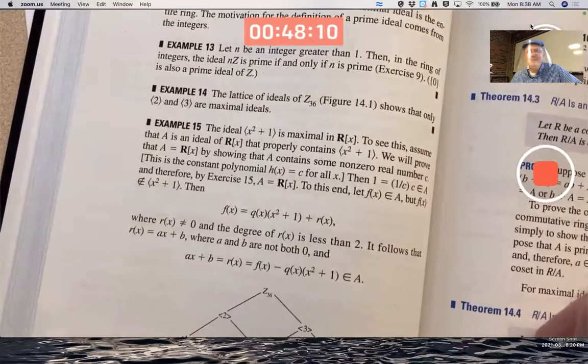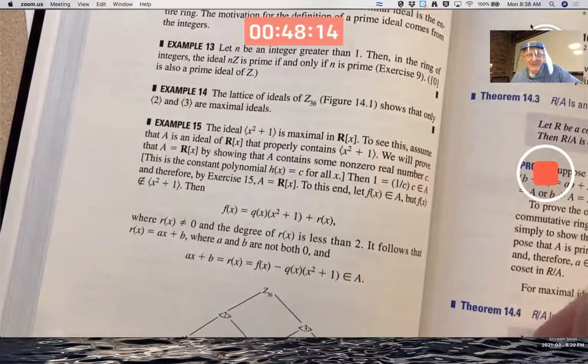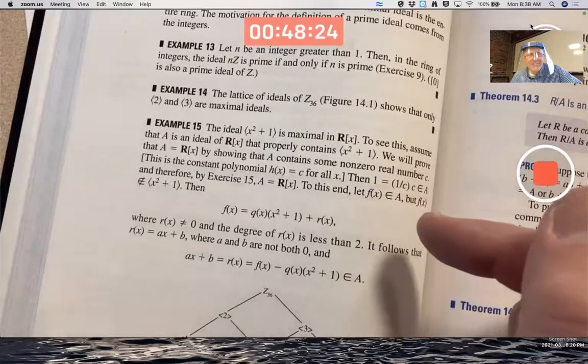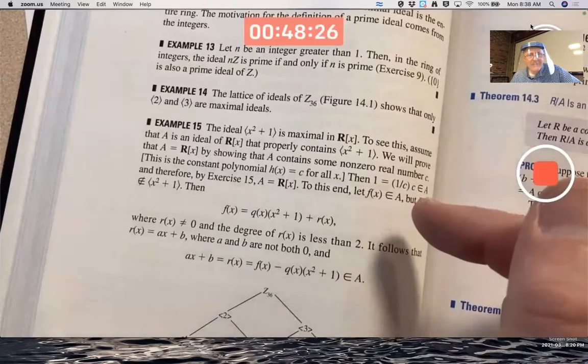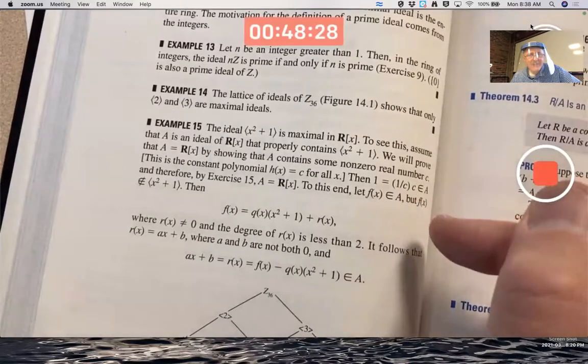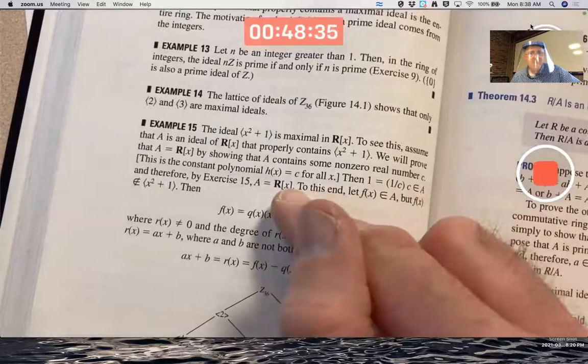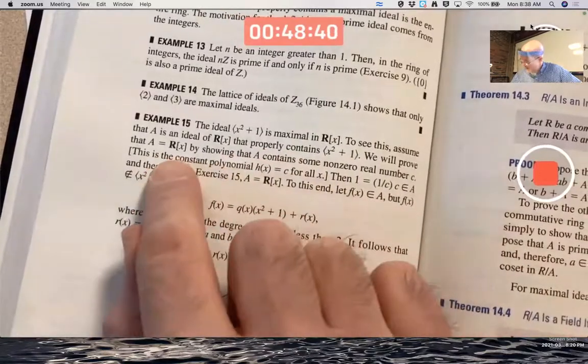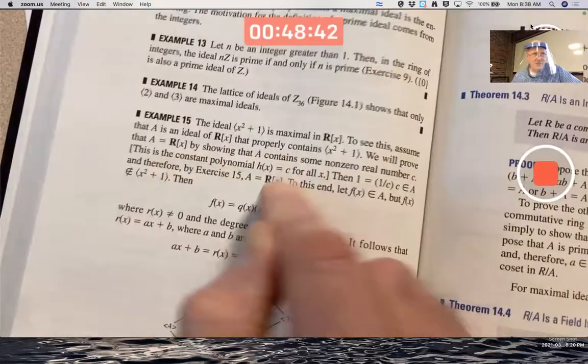It's funny, you've probably experienced this, how you think you've convinced yourself beforehand, and then all of a sudden when you look at it again, you feel confused again. Right there? Well, f of x is in A. That's what we're trying to show. We're trying to show A equals. That's the goal. We haven't shown it yet.